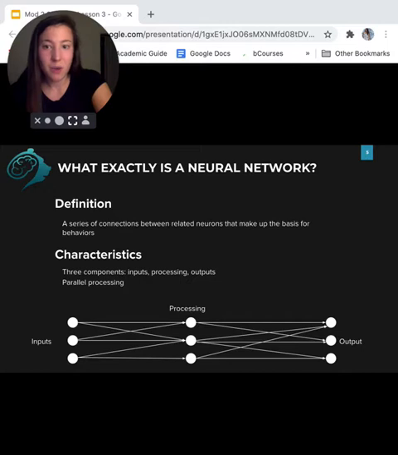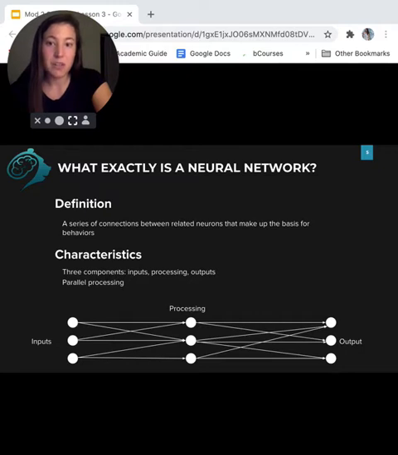So, in the broadest of terms, a neural network in the context of the brain is a series of connections between related neurons that make up the basis for behavior. A neural network has three types of components: input components, processing components, and output components. It's worth noting that the word components can be switched out for layers, which will make sense later when we talk about perceptrons. In the brain, neural networks work in parallel, which is so important. This means that within each component, there are multiple neurons acting in the same way.